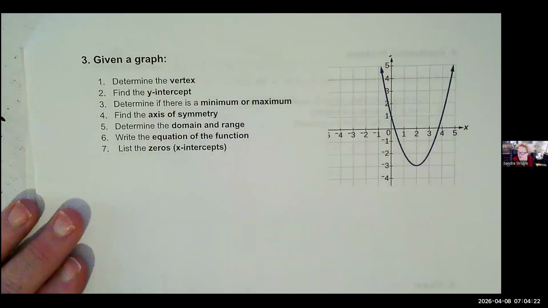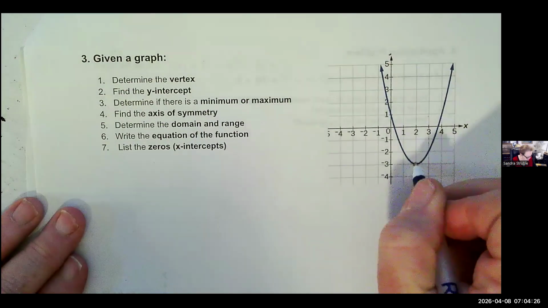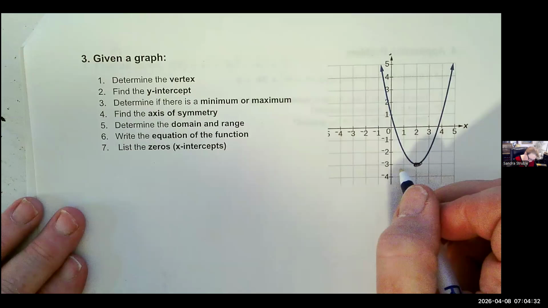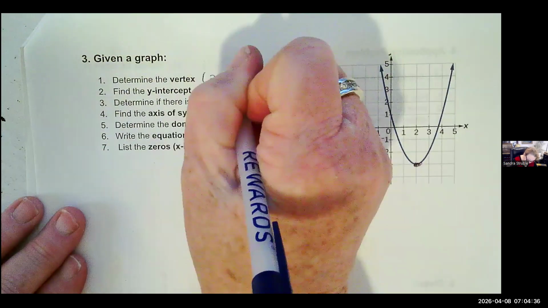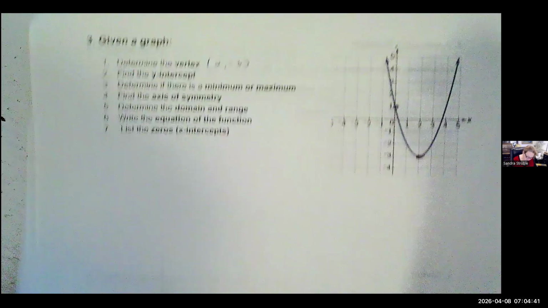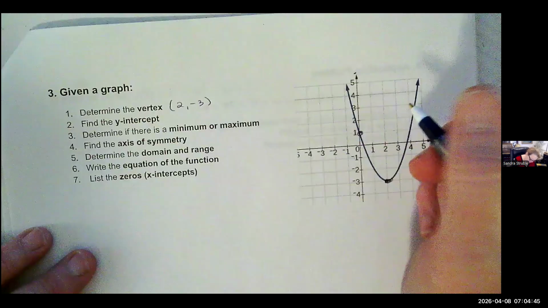Given a graph, determine the vertex. Well, the vertex is this little guy right here, and it's (2, -3). We just had that one. Frustrating, I didn't realize that. All right, so my vertex is (2, -3). My y-intercept, which we just found, should be, did we just do that? Oh, no, it's (0, -2).